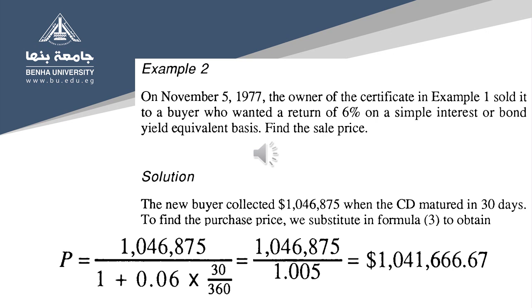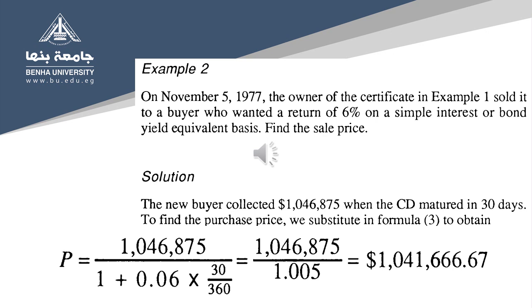Again, on November 5, 1977, the owner of the certificate in example number 1 sold it to a buyer who wanted a return of 6% on a simple interest or bond yield equivalent basis. Find the sale price. What is the meaning of find the sale price? It means find the present value, find the value at the focal date, at now, of the money.